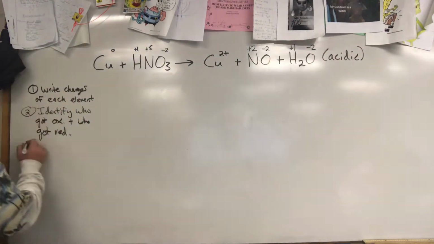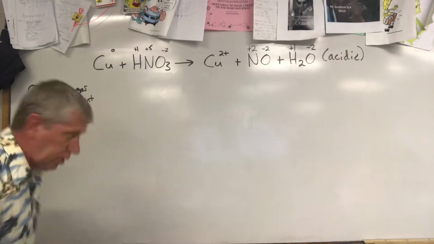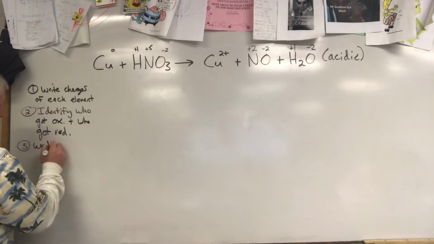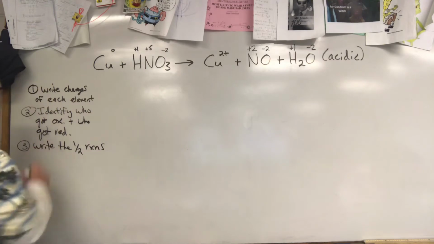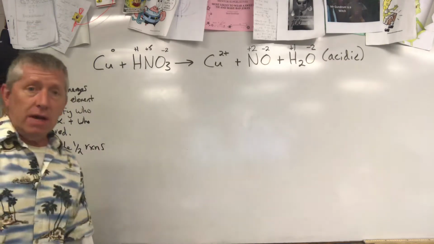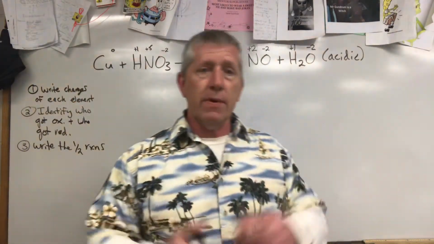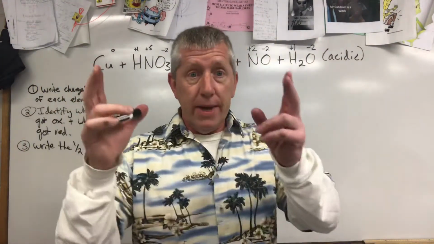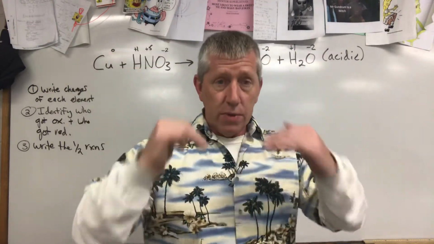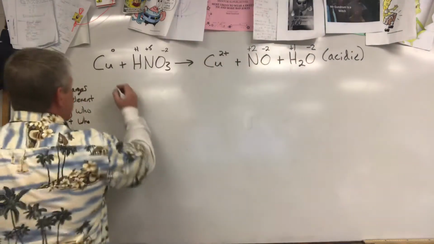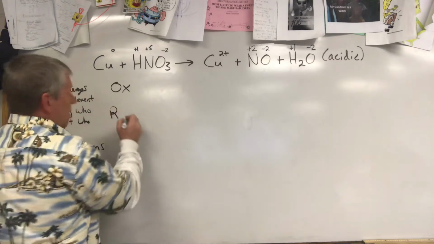Step 3. Write the half reactions. That means the oxidation reaction and the reduction reaction. Half reactions because we have half of the total reaction. Somebody got oxidized, somebody got reduced. So together, that makes a whole reaction. So each one of them, oxidation and reduction, is a half reaction. I like putting the oxidation reaction above the reduction reaction, just me, whatever.